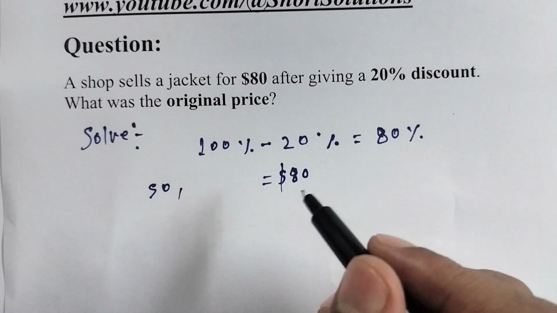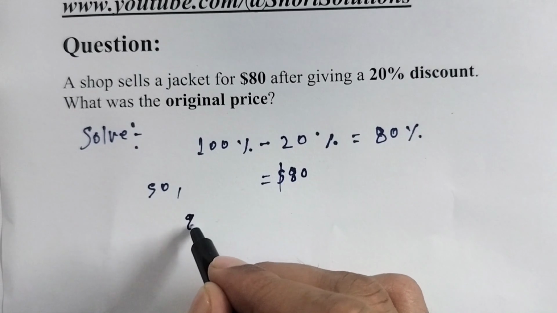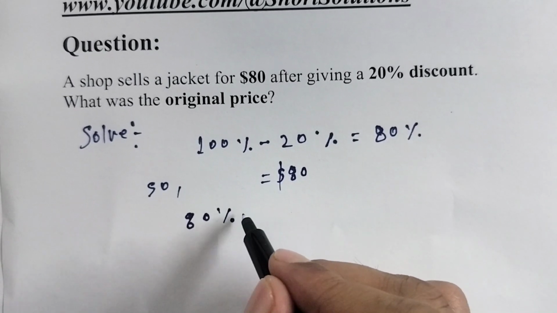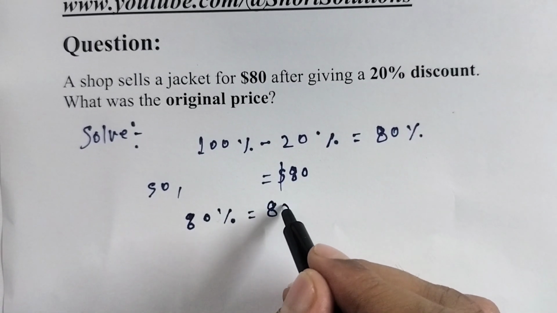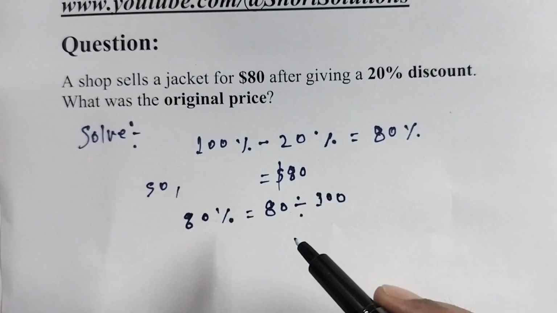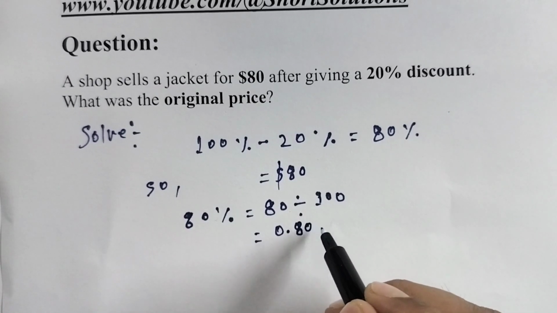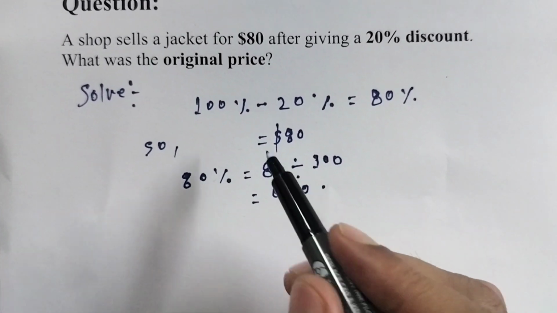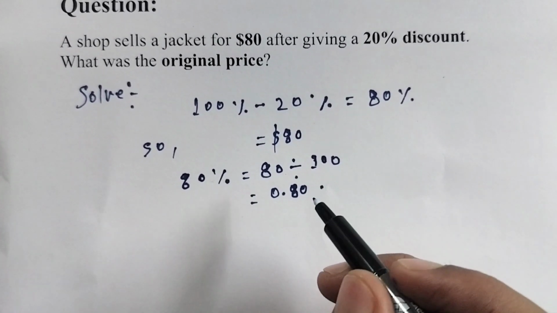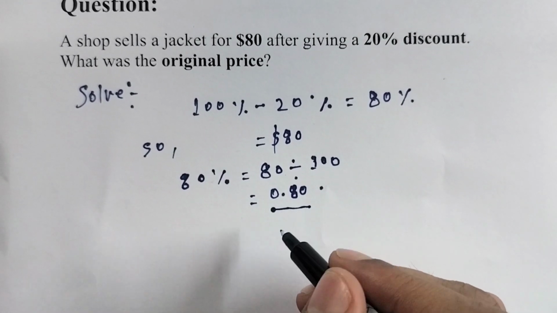Percent means per 100, so 80% equals to 80 divided by 100 equals to 0.80. This tells us that the customer paid 0.8 or 80% of original price.